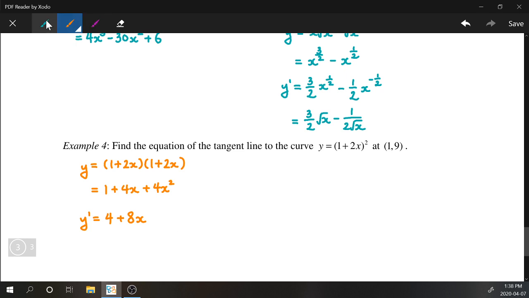So the next step, if you will, is to let x equal 1. Because once again, we're looking for the tangent line to the curve at (1, 9). So the x value there will be 1. So we're going to let x equal 1. So substitute it in. So y prime is equal to 4 plus 8 times 1, which is just 8, of course. So the slope of the tangent will be 12.